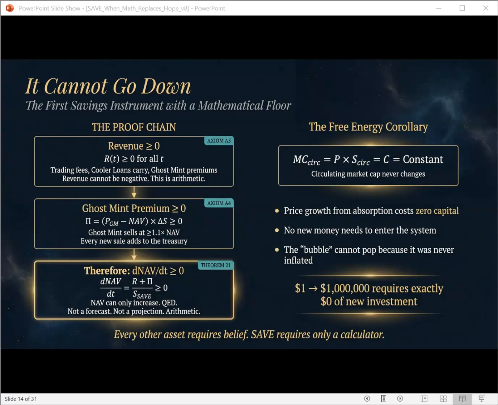The revenue cannot be negative, and you cannot untrade. You cannot unpay a fee. So revenue is always greater than 0 for all time. This is not an assumption, it is arithmetic.